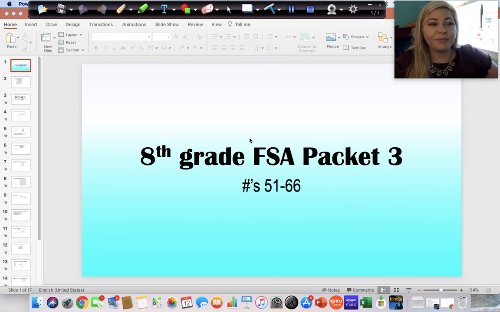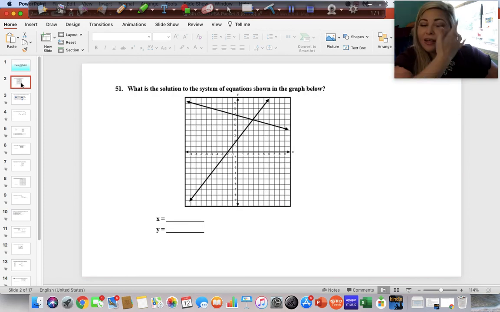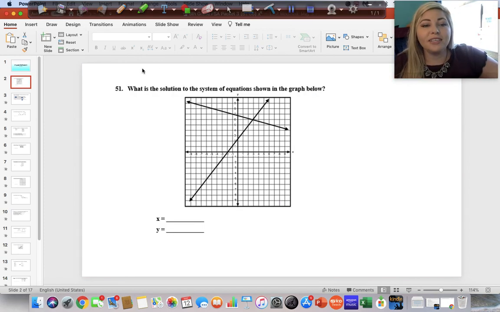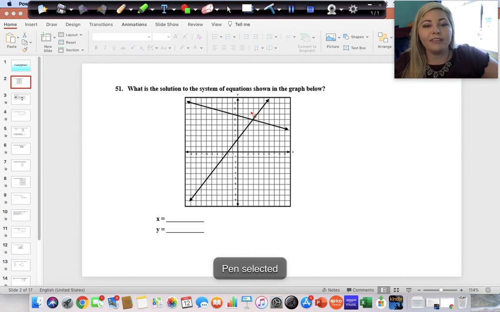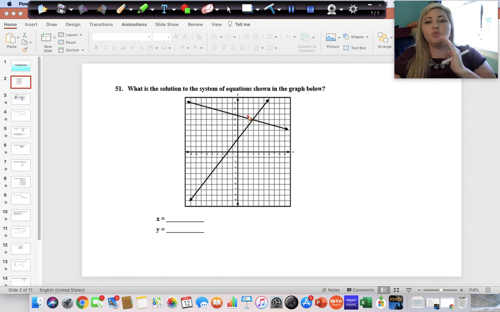So, let's get into it. What is the solution to the system of equations shown in the graph below? So remember, when we are finding the solution to a system of equations, it is where they cross, okay? So these two lines cross at this point, and that is at (3, 6). So our x value is 3, our y value is 6.